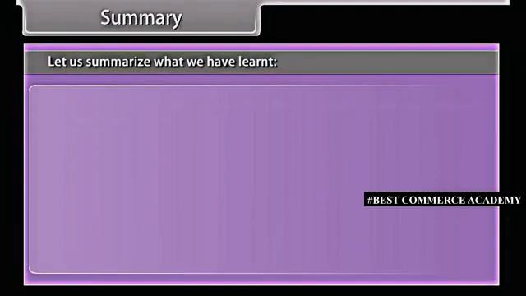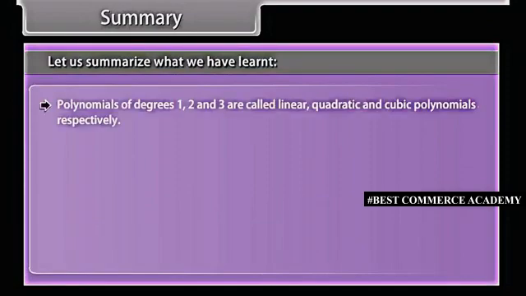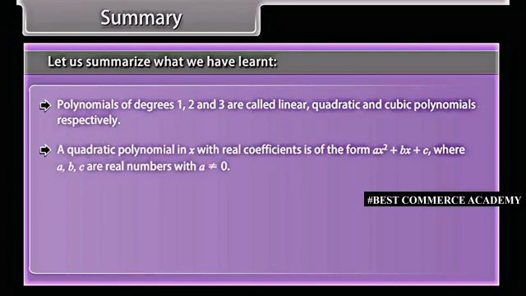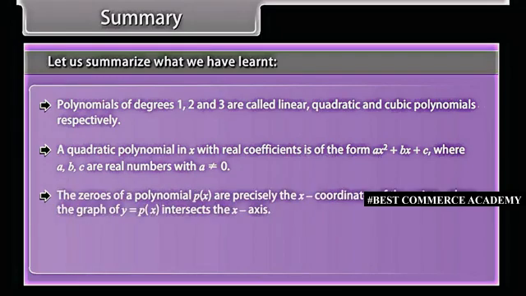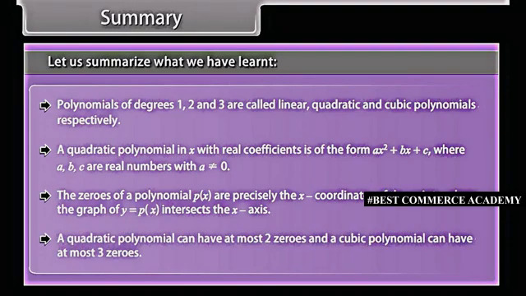Summary. Let us summarize what we have learned. Polynomials of degrees 1, 2, and 3 are called linear, quadratic, and cubic polynomials respectively. A quadratic polynomial in x with real coefficients is one of the form ax^2 plus bx plus c, where a, b and c are real numbers with a not equal to 0. The zeros of a polynomial p(x) are precisely the x-coordinates of the points where the graph of y equals p(x) intersects the x-axis. A quadratic polynomial can have at most 2 zeros and a cubic polynomial can have at most 3 zeros.